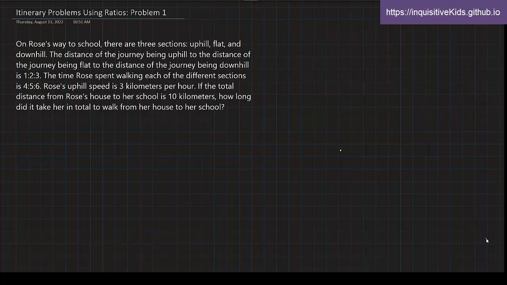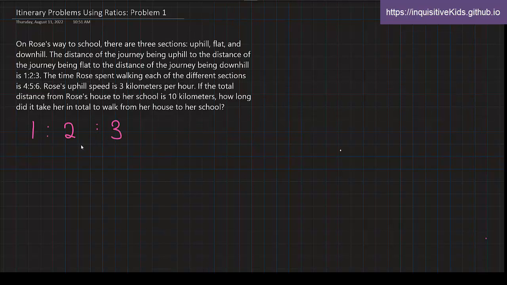On Rose's way to school, there are 3 sections: uphill, flat, and downhill. Uphill and downhill seem to remind me of ship and water problems because there's downstream and upstream. The distance of the journey being uphill to the distance being flat to the distance being downhill is 1 to 2 to 3. So 1 to 2 to 3 is the distance ratio.